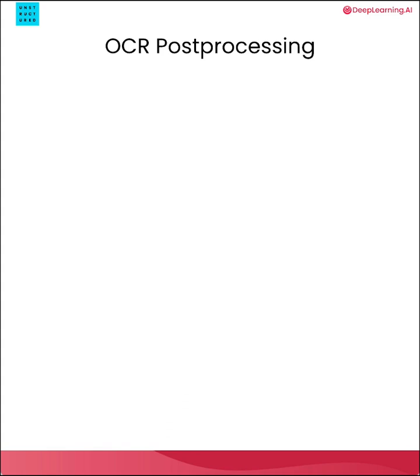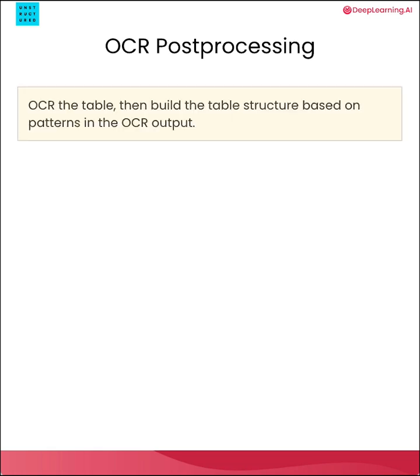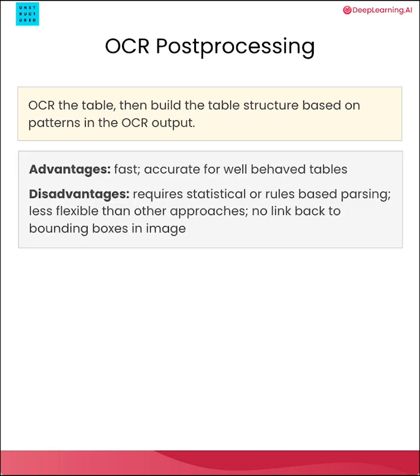A final technique that you can use for preprocessing documents that contain tables is OCR post-processing of the tables. In this technique, you'll identify the tables using a document layout detection model. However, in this case, you won't send the table to a table transformer. You'll OCR the table and then process the table using rules-based methods. An advantage is that it's fast, and for well-behaved tables, it can be very accurate. The disadvantage is that it requires statistical or rules-based parsing, which makes it more brittle and less flexible than other approaches. While it may work well for well-behaved tables, for more complex tables, the results might not be as good.